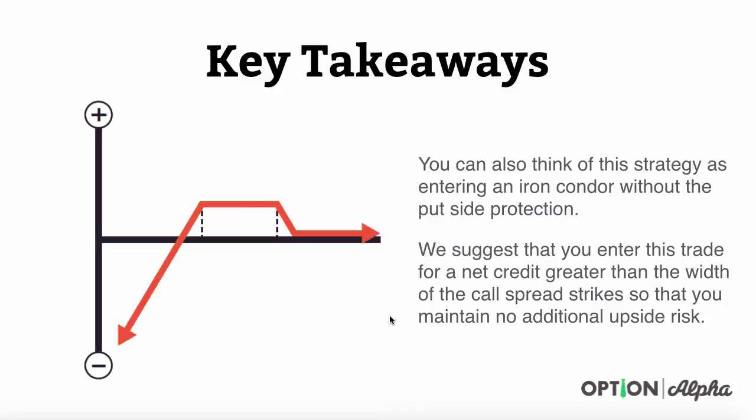So again, a key takeaway for this strategy is that you can also think of it as entering an iron condor without the put side protection, or that additional long put on the bottom side. We definitely suggest that you enter this trade for a net credit greater than the width of the call spread strikes so that you maintain no additional upside risk, and it increases the likelihood that you make money on this trade.